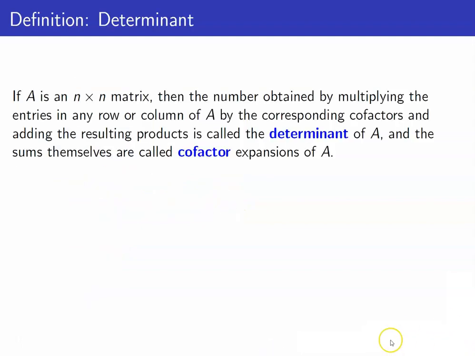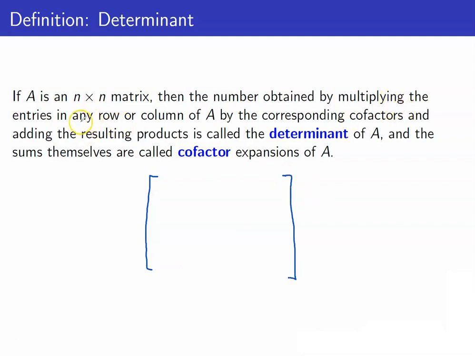Now we are ready to define the determinant of a matrix. If A is a square matrix, n by n, then the number obtained by multiplying the entries in any row or column of A with the corresponding cofactors and adding the resulting products is called the determinant of A, and the sums themselves are cofactor expansions of A. What is this saying? Let us break down the definition.